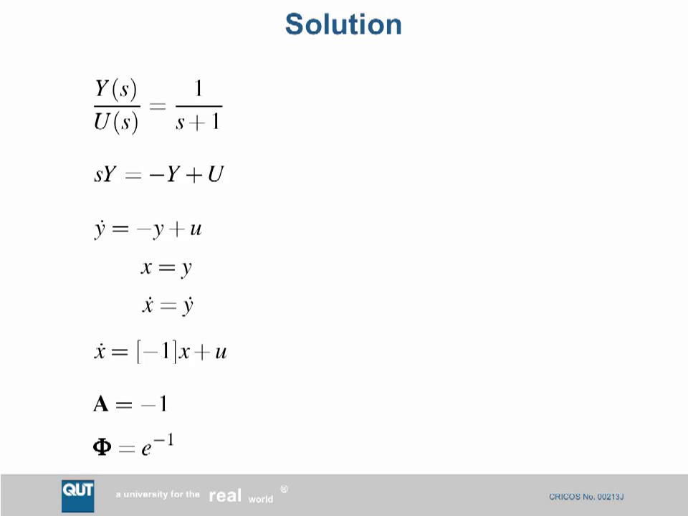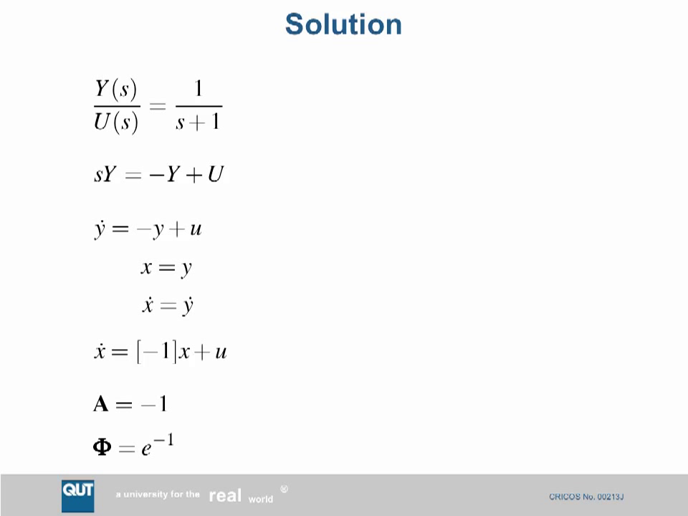So this is what I did. There's my transfer function at the top in the s domain. I multiply it out. I turn it back into a differential equation, so I turn the s into a derivative operator. I choose my state. This is a very simple system. It's only got one state. So I choose my state x to be exactly the same as y. So x equals y, x dot equals y dot. And so I can represent the dynamics very simply as x dot equals minus 1x plus u. So our A matrix in this very simple state space system is minus 1. It's a very small matrix. It's a 1 by 1 matrix.